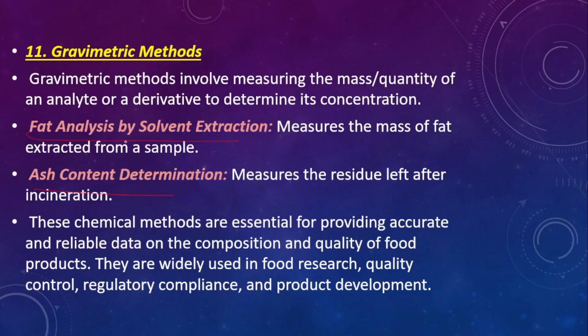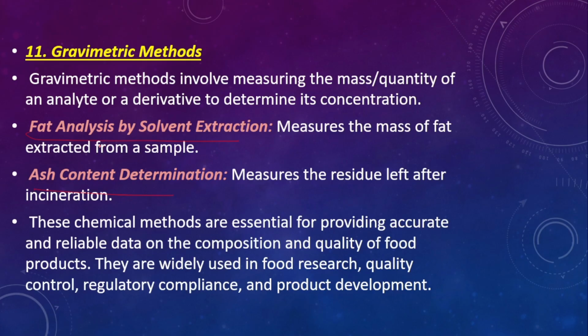Fat analysis by solvent extraction is widely used method in the food industry to quantify fat content in various food products such as dietary, meat, and baked goods. This technique involves dissolving the fat in a suitable organic solvent such as hexane or petroleum ether to separate it from the other components. After extraction, the solvent is evaporated, leaving behind the extracted fat, which is then weighed to determine its content. This method is valued for its accuracy and ability to analyze both total and specific fat types.